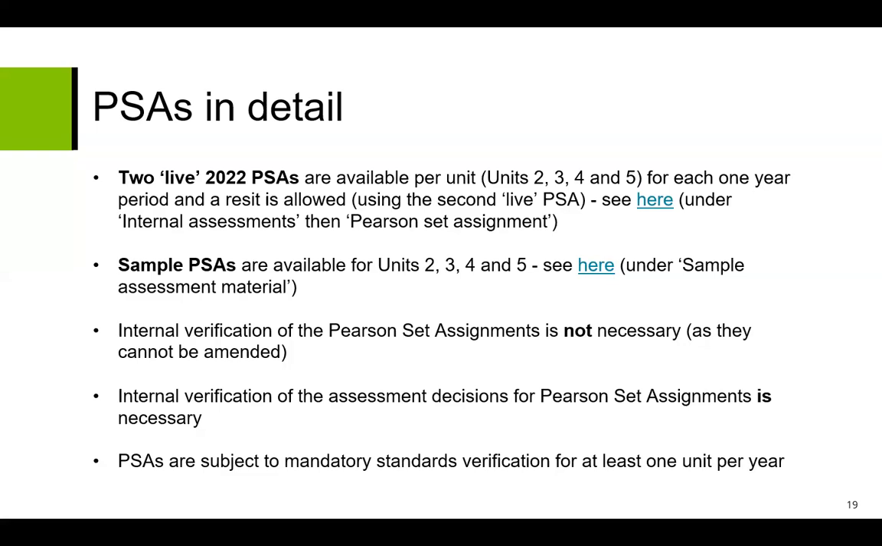Now, the reason we have 2 is because if the learner completes the first one and doesn't reach the pass standard, then they've got the second one as a reset opportunity. So there's 2 just so that you've got a first attempt one and a reset one. And we'll talk about the kind of resets and resubmissions a bit later.